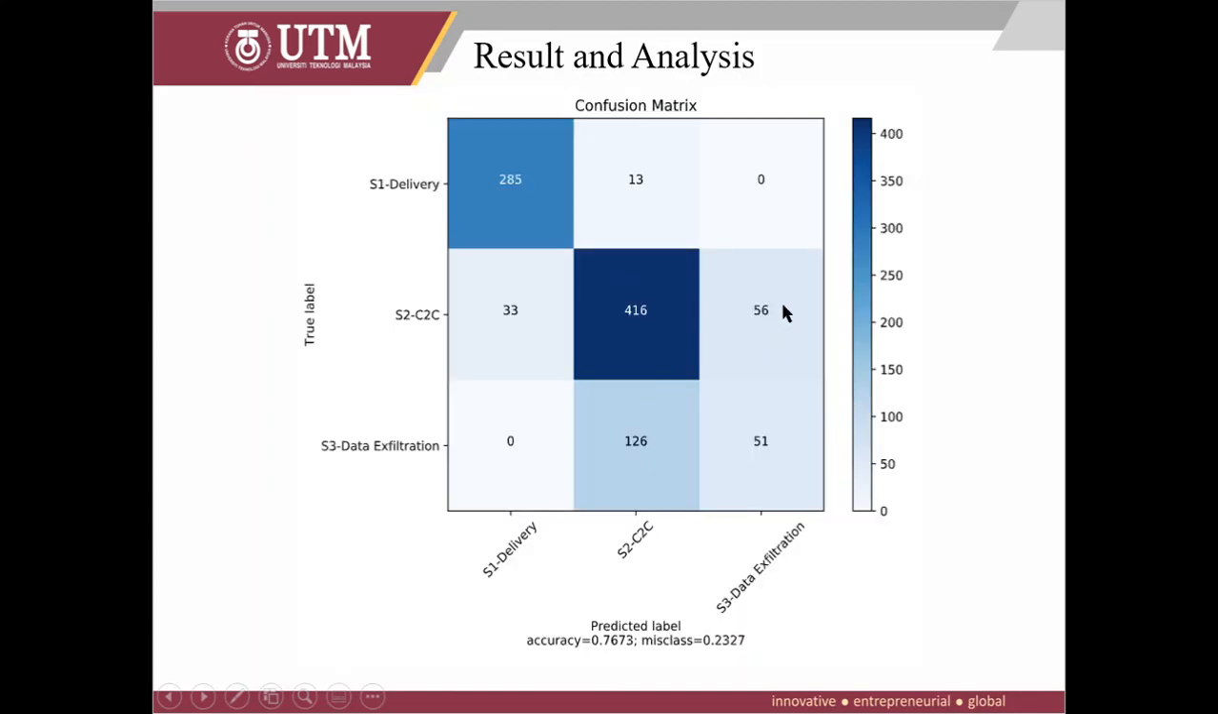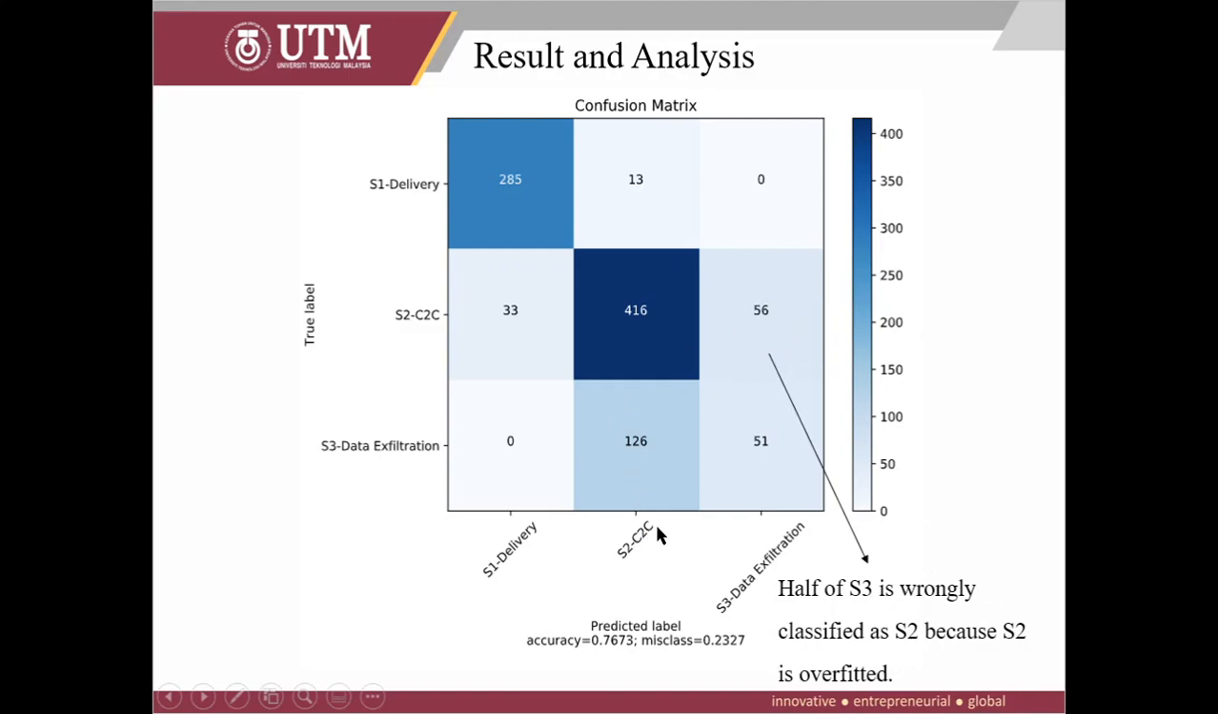Here we come to the confusion matrix. 3 stages against 3 stages. We are looking at the true label and the label that we classify into. Two things we see: first of all, half of the S3 is being wrongly classified as S2. This is because S2 is being overfitted.